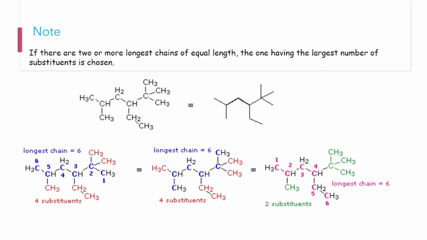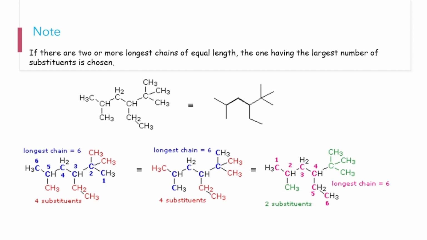I can have a different route, and it will also have 6 carbons. As you can see, I can start from here, 1, 2, 3, 4, 5, 6. And I can also have a third route in which I can start from here, 1, 2, 3, 4, 5, 6. As you can see, we have 3 of those longest carbon chains, and they are all equal, containing 6 carbons.